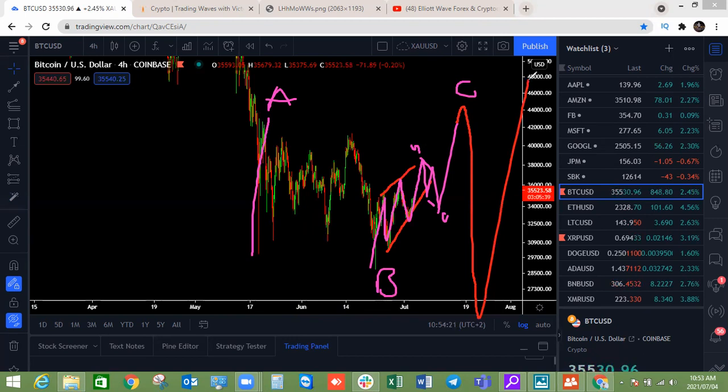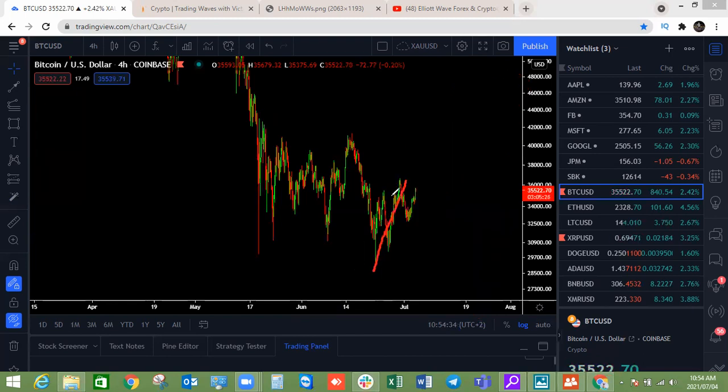So this is where all these lines are coming from. Now, this leading diagonal here, as you've seen here, this is a 1. There's a possibility that that is not a 1 and the 1 is actually here. So either way, we will be tracking this to see if this is giving us a 1, 2, 3, 4, and a 5 leading diagonal and the pullback and then upside.